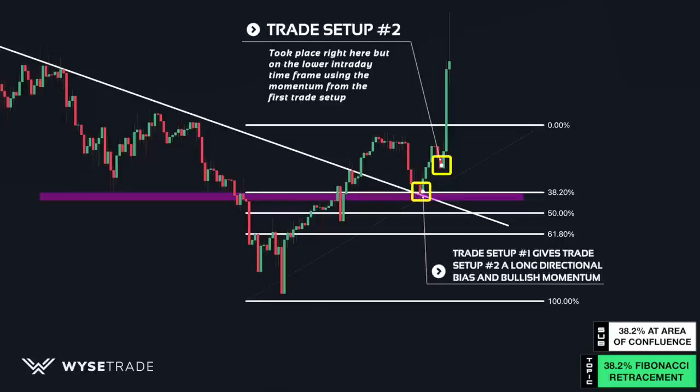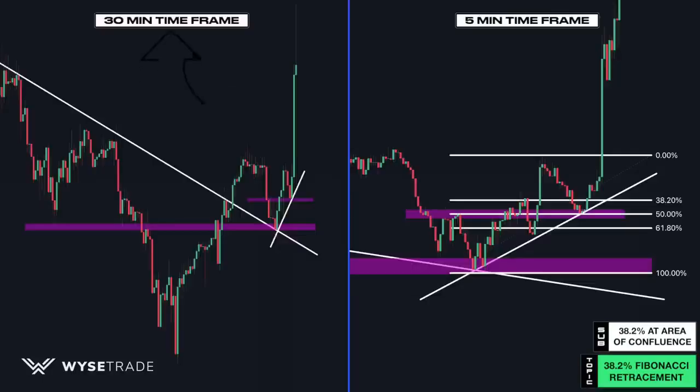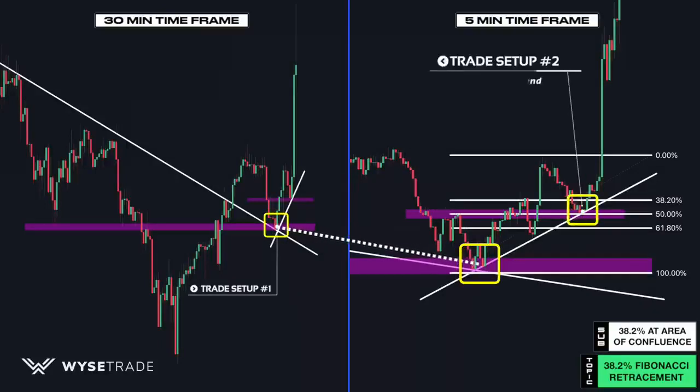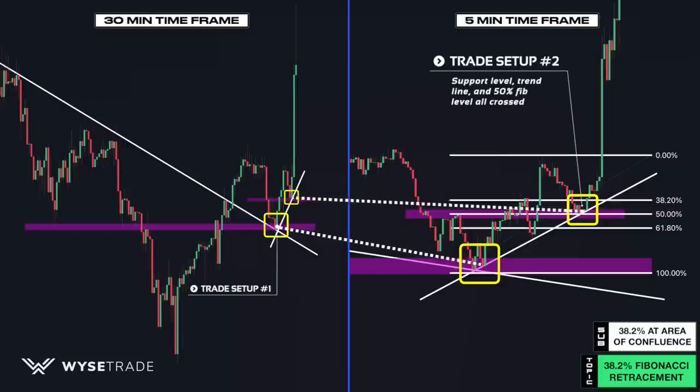So let's pull up the lower intraday time frame and put it beside this one. On the left is the 30-minute time frame we just looked at, and on the right is the 5-minute time frame. This here, where the trade setup we just identified is this same area here on the lower 5-minute time frame. Now, your second entry point was right here, where the support level, trend line, and 50% Fib level all crossed, which presented another long trade setup.